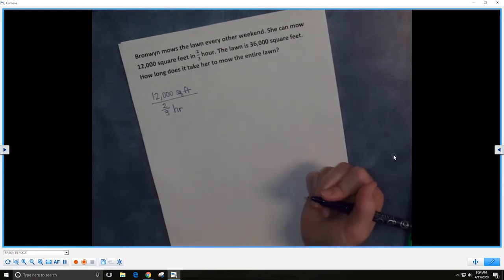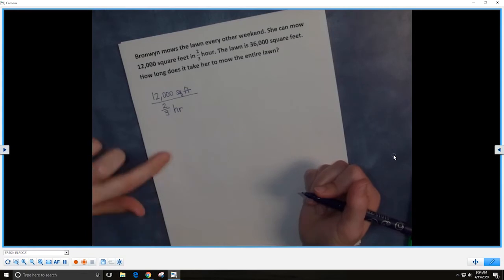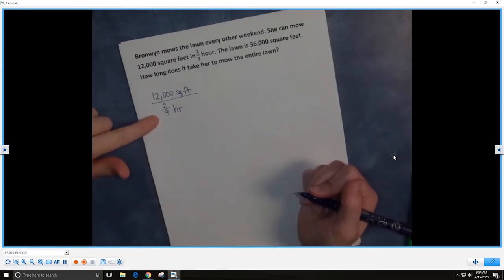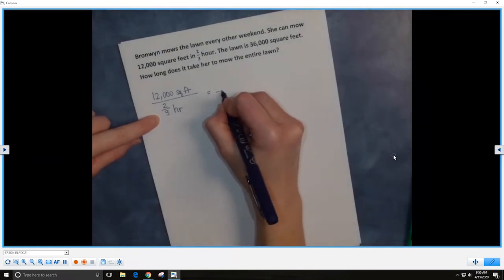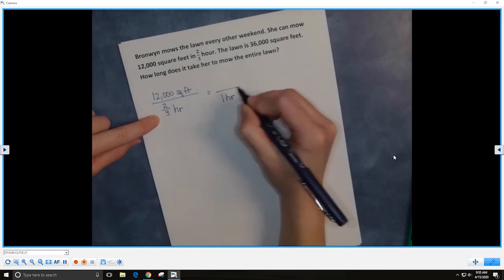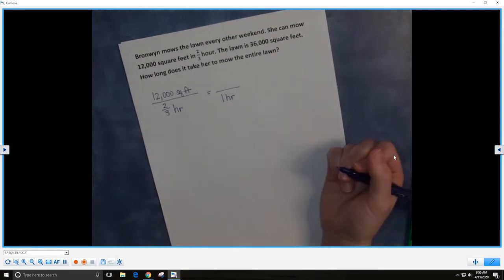We need a unit rate. Remember that a unit rate is a ratio that has a denominator of 1, and the denominator is the number on the bottom of the fraction. What can we multiply 2/3 by to make it be 1? So we want 1 hour here so that it's a unit rate. What can we multiply by?